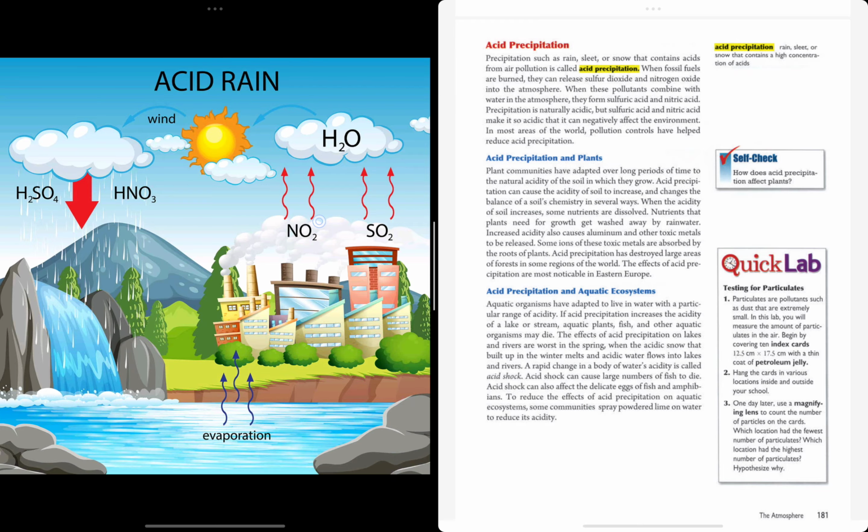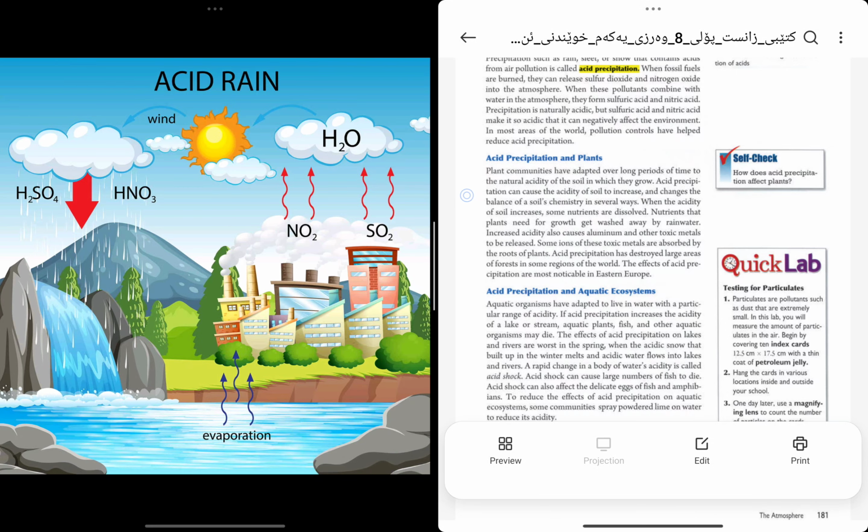As you can see here, they combine with the water in the atmosphere, and as you can see in the picture, they become acid rain. So why is it harmful? We're talking about the effect of acid precipitation on plants. As you can see, we have a self-check question here. How does acid precipitation affect plants?